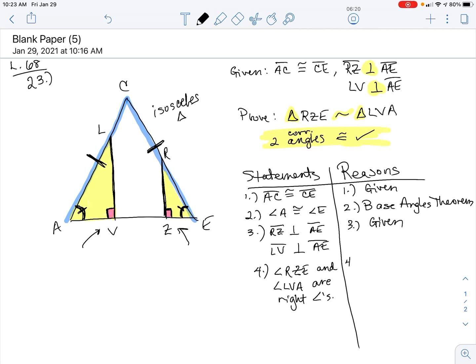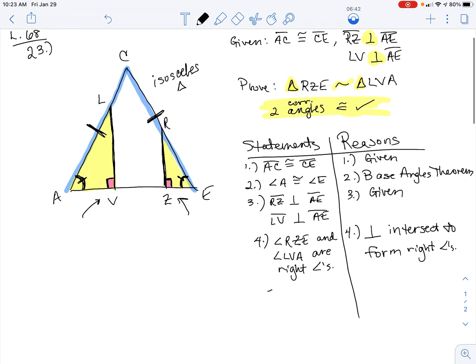I'm going to abbreviate angles there. And why? Because perpendicular lines, I'm going to put the symbol in there, intersect to form right angles. Okay? And based on the fact that those are both right angles in each one of those triangles, we want to make mention of them being congruent because we need to show congruency. Oops, that should be an angle there. There we go, angle RZE.